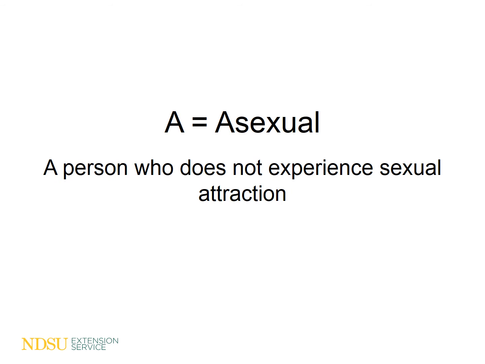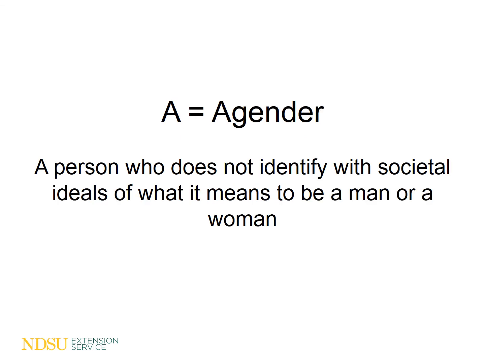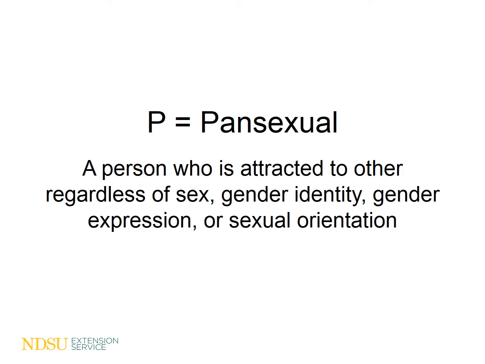The first A stands for asexual, and someone who is asexual is a person who does not experience sexual attraction or experiences very little sexual attraction. The second A refers to agender, and someone who is agender is a person who does not identify with societal ideals of what it means to be a man or a woman. Someone who is agender might also identify as gender neutral or genderless. And the P stands for pansexual, referring to a person who's attracted to others regardless of their sex, gender identity, gender expression, or their sexual orientation.